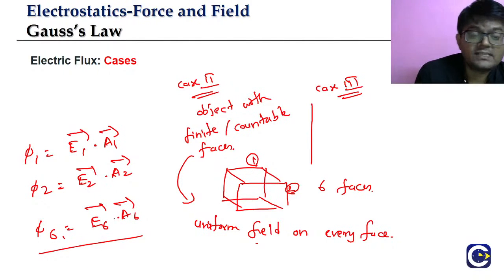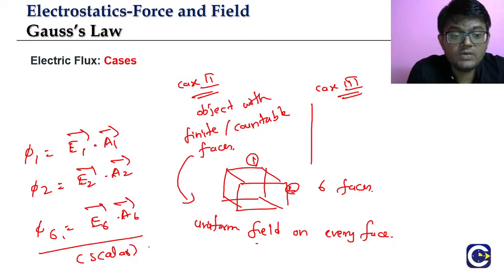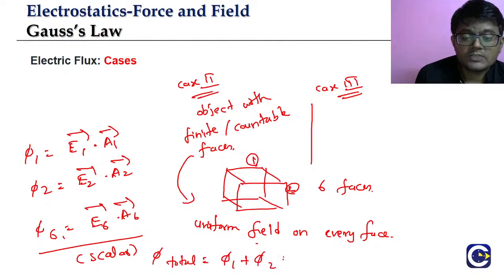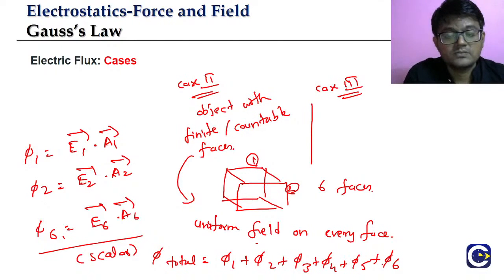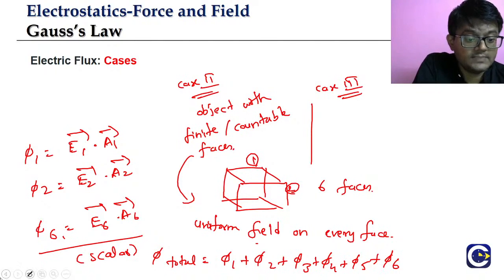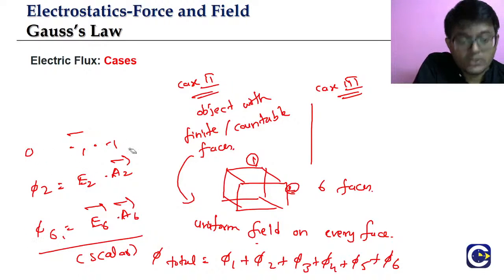So we can simply add the values of all the fluxes. Do you know why? Flux is a dot product, which means flux is a scalar. Total flux through that object or surface area will be phi total, which is phi 1 plus phi 2 plus phi 3 plus phi 4 plus phi 5, and so on. We simply add them. Okay, so this is about case 2. We will see this kind of case when we talk about the cube or cuboid.